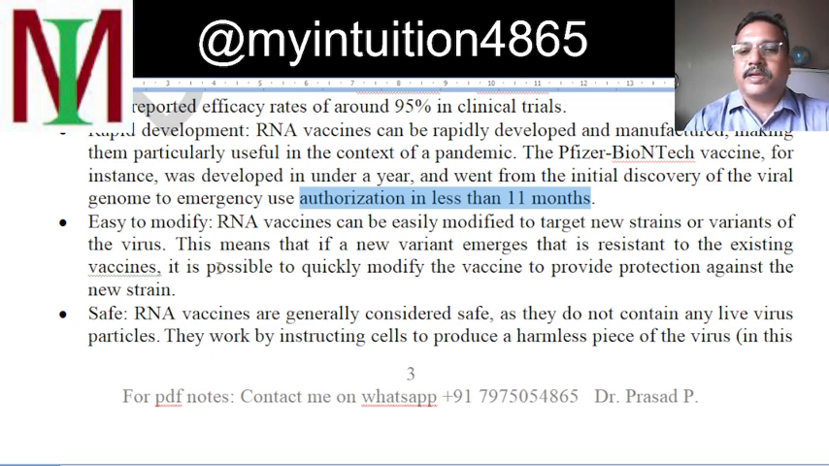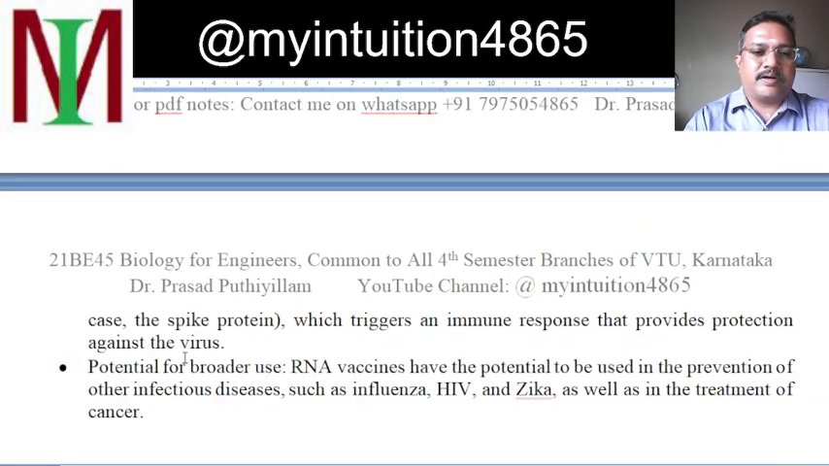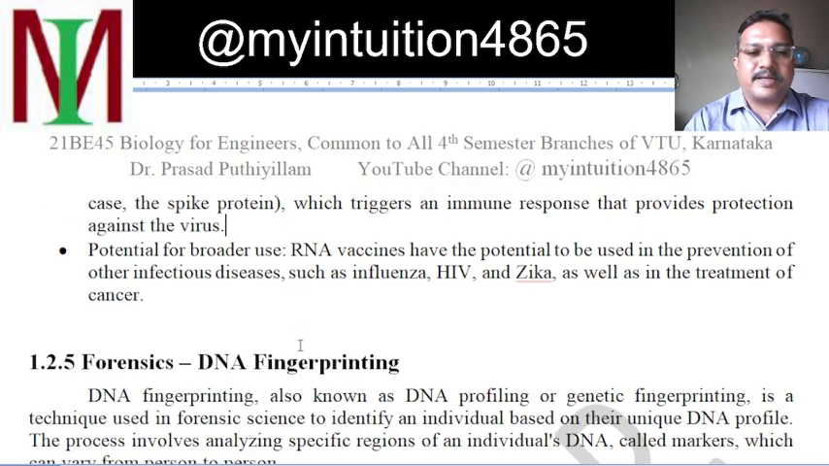We can do some modification, as we have heard that COVID-19 keeps changing, mutation is happening, and different forms are getting generated. Then we also change our RNA vaccine accordingly. That is easy to modify. The possibilities are very high in the case of RNA vaccines. It is very easy and safe to use. It provides proper protection from the virus. There is potential for broader use, in the prevention of other infections such as influenza, HIV, Zika, the treatment of cancer, etc.